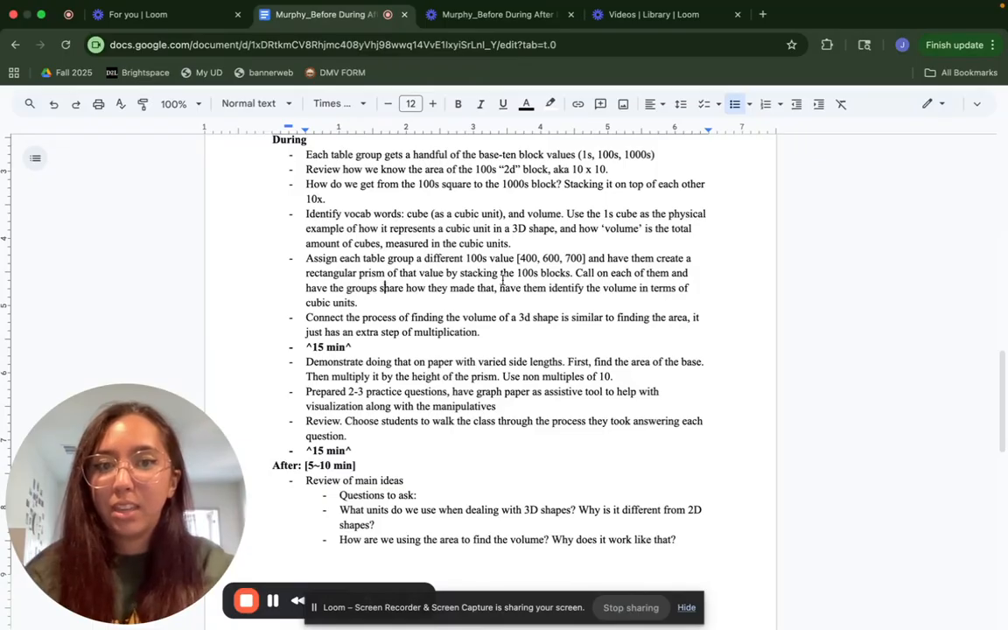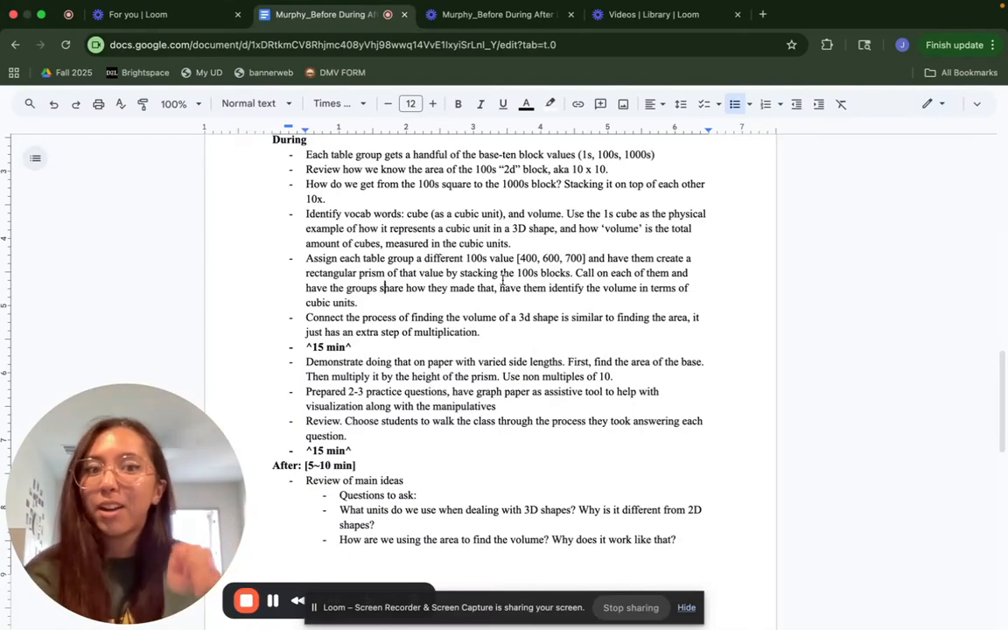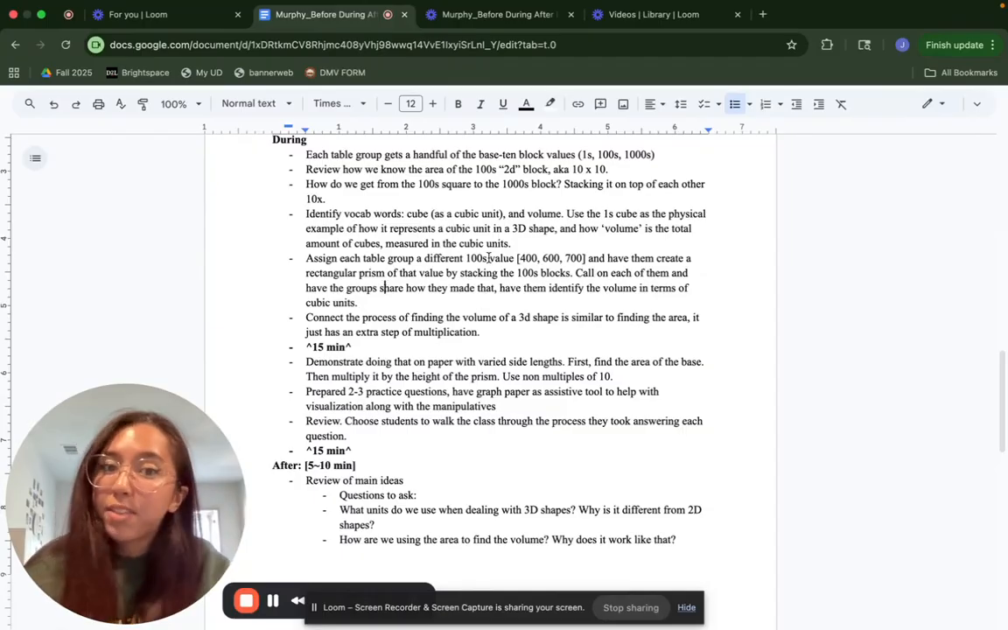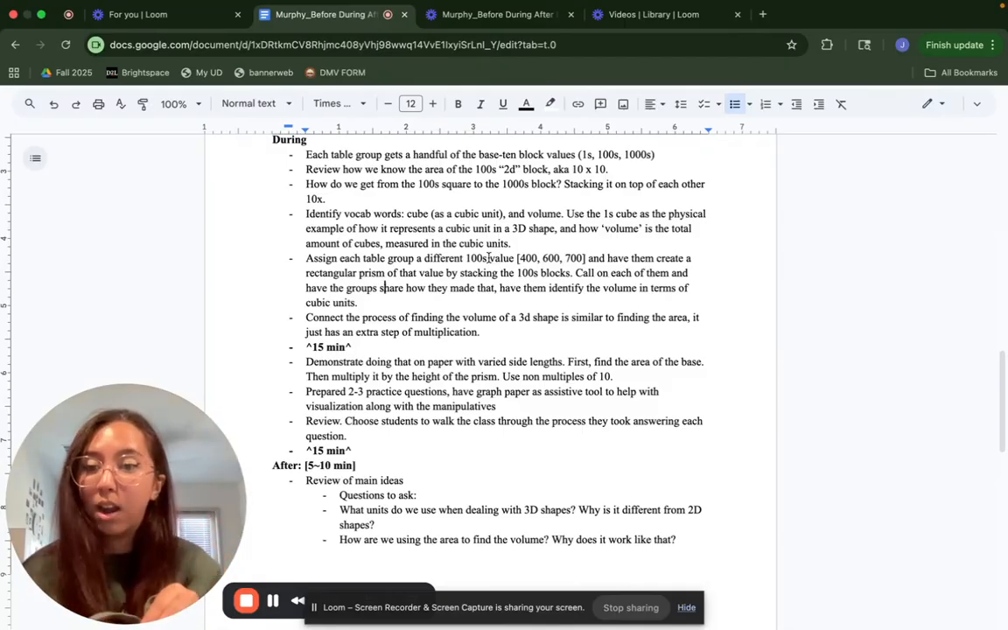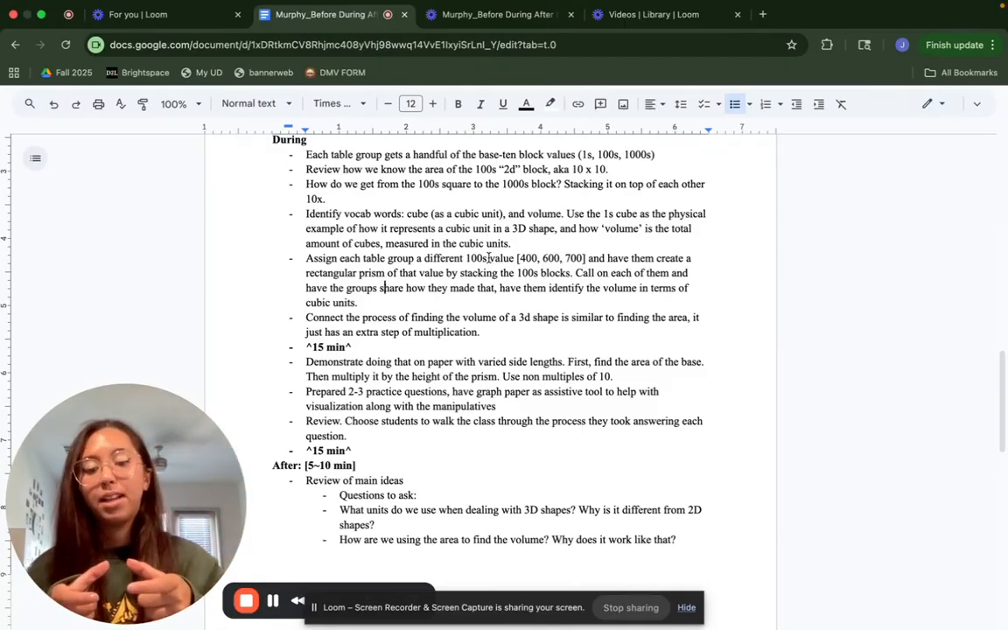So after we do that, I would assign each different table group a different hundreds value. So that will be 400, 600, 700, anything under 1,000 that is a hundreds number. And I would have them create a rectangular prism of that value by stacking those 100s blocks. So for example, if I assign a group 400, they will show me that by stacking the 100s block on top of each other 4 times.